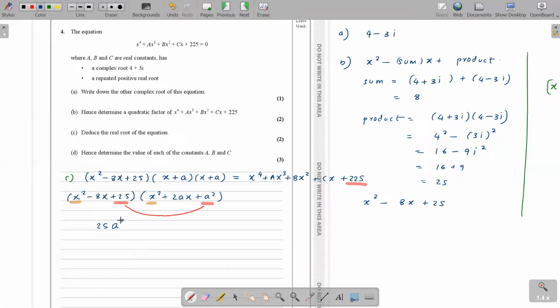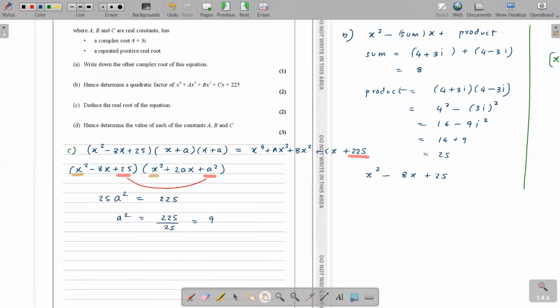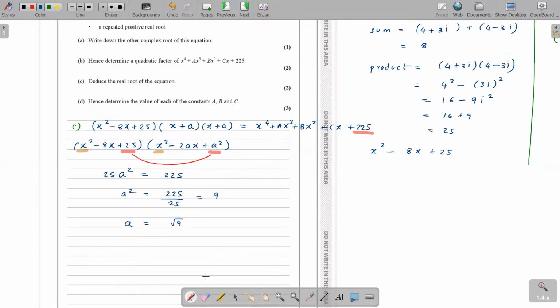So 25 into a square should give you the 225. How much is a square? 225 divided by 25. How much is it? 9. So I get how much for a? Square root of 9, I could get both plus or minus 3, right? But they do say that the root is positive. Then we need to decide whether our a value is positive or negative. So now we get here a is plus or minus 3, right?